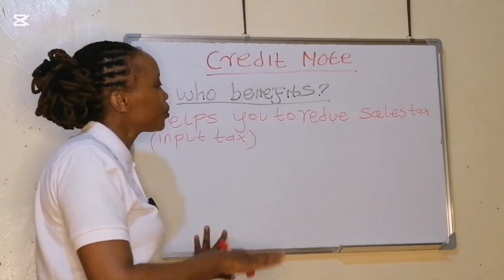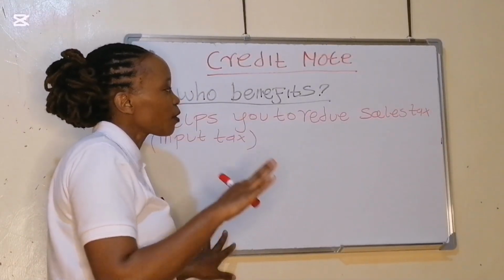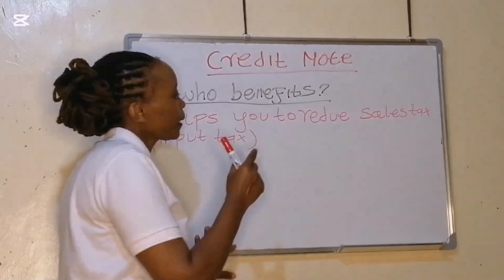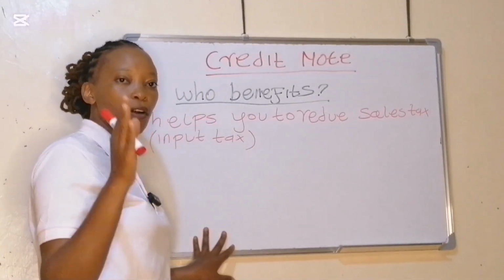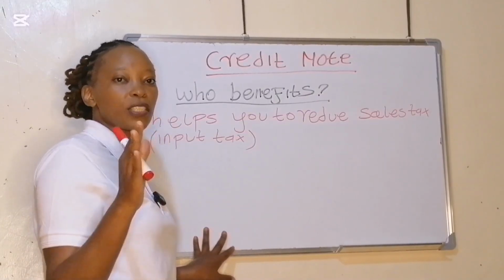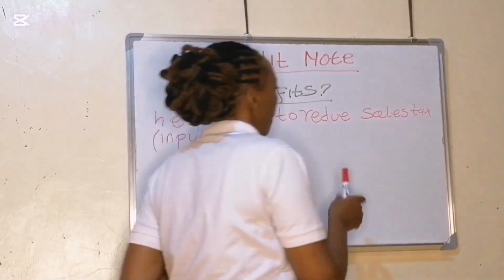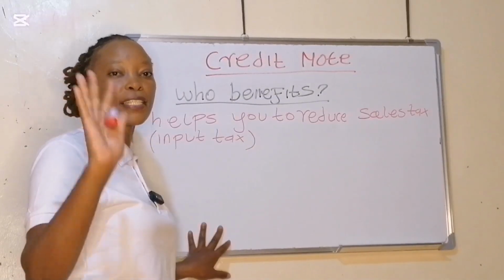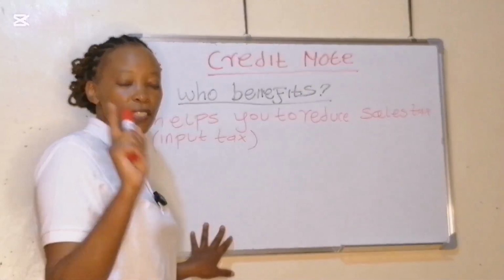Imagine you will be able to reduce sales tax. You are supposed to pay a tax on goods worth 10,000. The KRA already thinks that you are supposed to pay, because you issued an invoice of 10,000 at first. If you don't write a credit note, you cannot reduce the sales tax. What I'm saying is that a credit note will help you reduce sales tax.